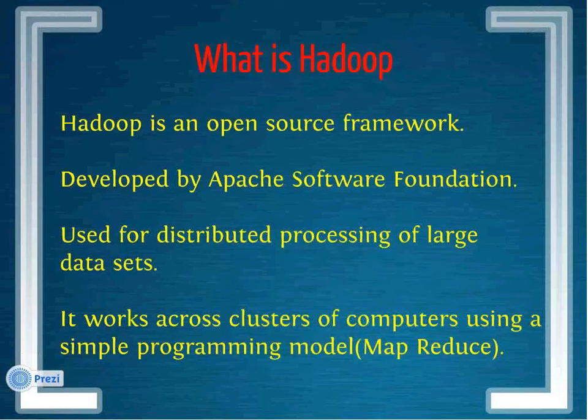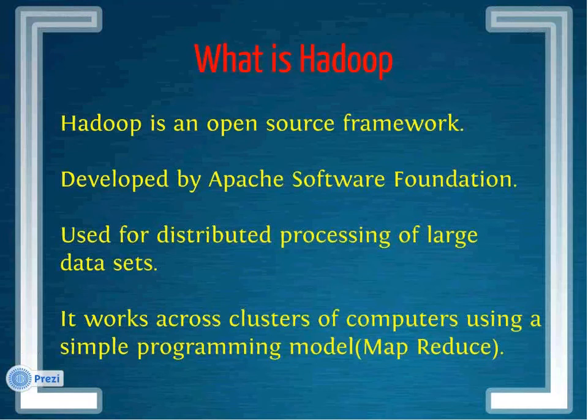The next we have is it works across clusters of computers. Cluster of computers means a set of multiple machines which are connected to each other through some network. Because your master machine has to communicate with the slave machines, because it will be distributing the task among the slave machines. So Hadoop is a set of multiple computers, multiple machines, and using a simple programming model, MapReduce.